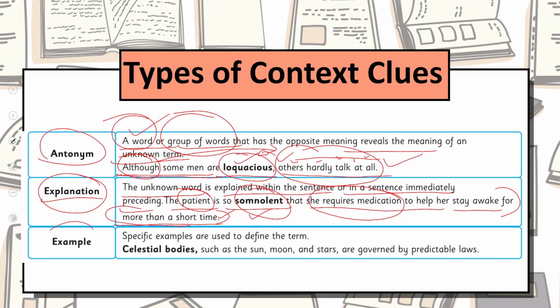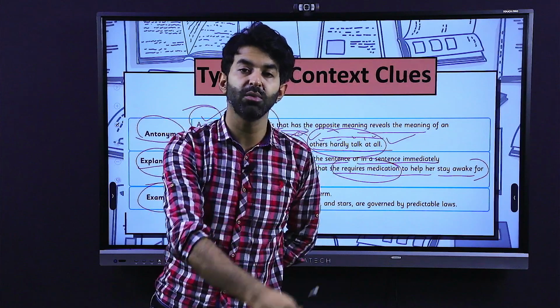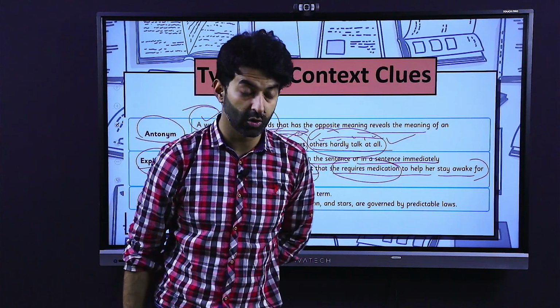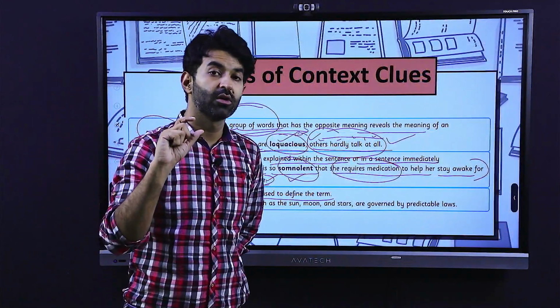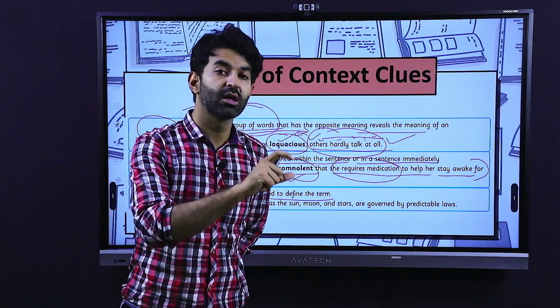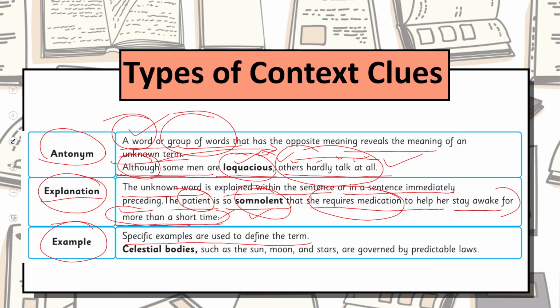Now, example context clues. It means that we will be having some examples, and through those examples, we will reach the right meaning and the correct meaning of our unknown word. Specific examples are used to define the term. When you see different examples used in a sentence, they are going to lead you to the correct meaning of the word. For example, we have this sentence over here. I hope that you can see it on the screen. You can read it with me. Celestial bodies such as the sun, moon, and stars are governed by predictable laws.